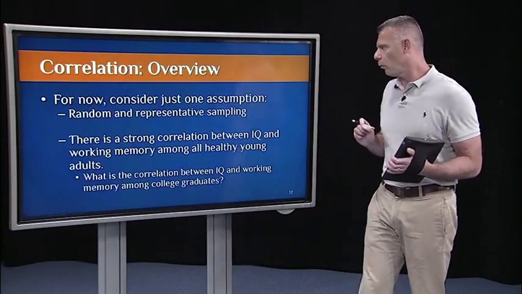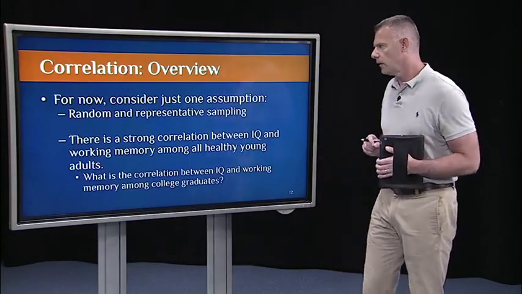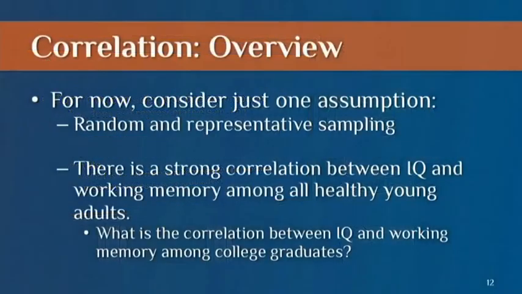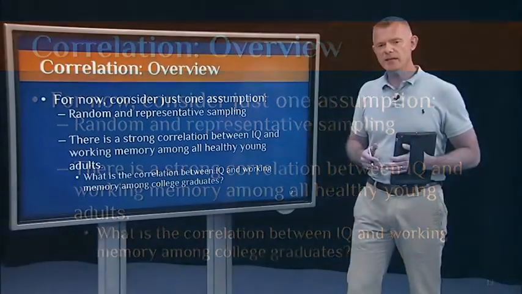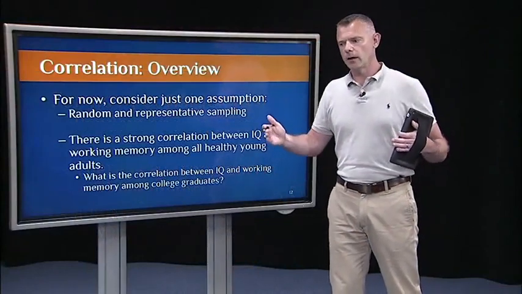For now, let's just look at one of these assumptions, the idea that we have random and representative sampling. So I showed you that there's a strong correlation between working memory capacity and intelligence in healthy young adults. And I've seen that in my own research. It's been replicated many, many times over the last couple of decades. But that's if we look at all young, healthy adults.